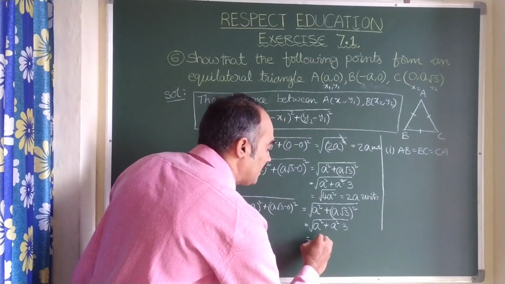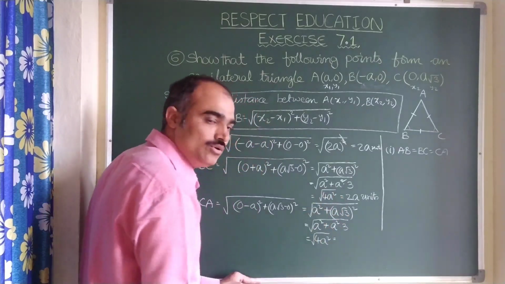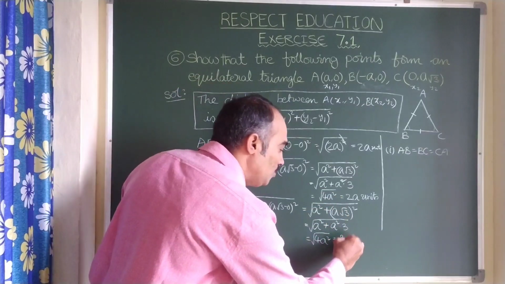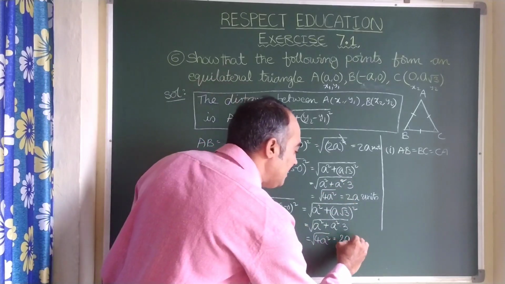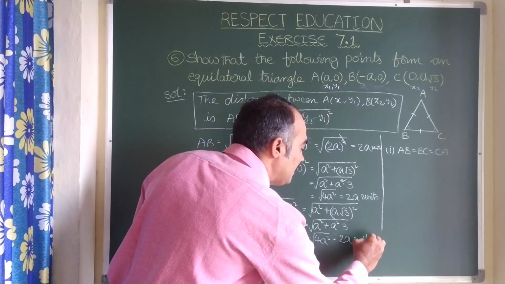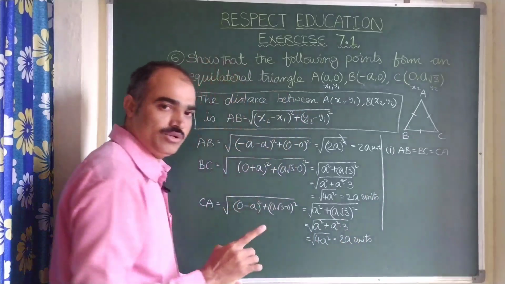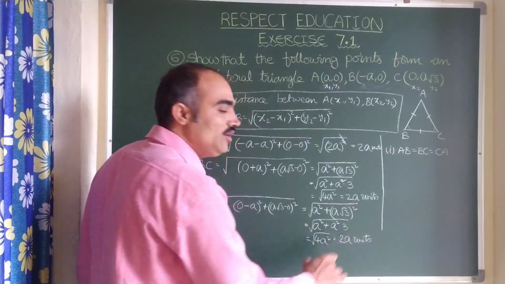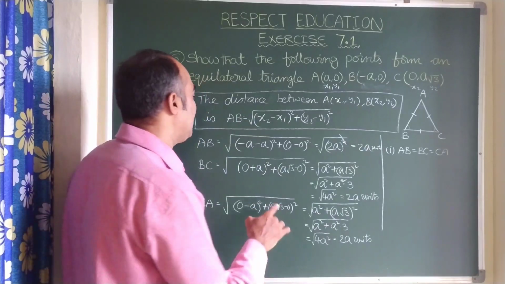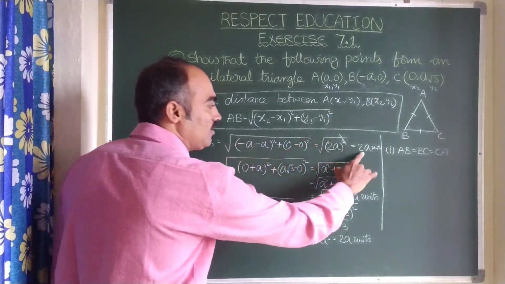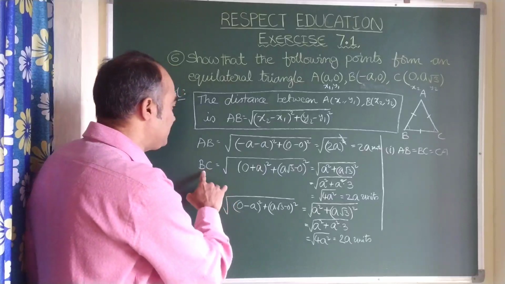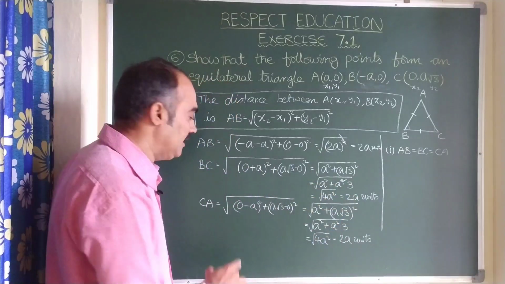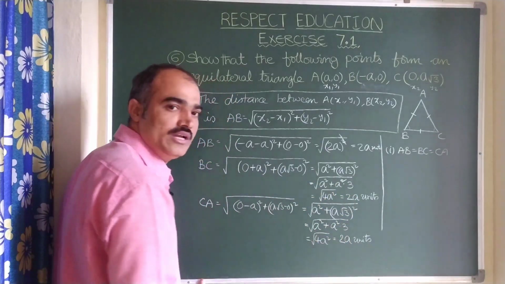When we split the square root, root 4 becomes again 2, and root a square is a. So again you got AC or CA, both are the same. That also we got as 2a units. Let us observe all the answers. AB is equal to 2a units. BC is equal to 2a units. CA is equal to 2a units.